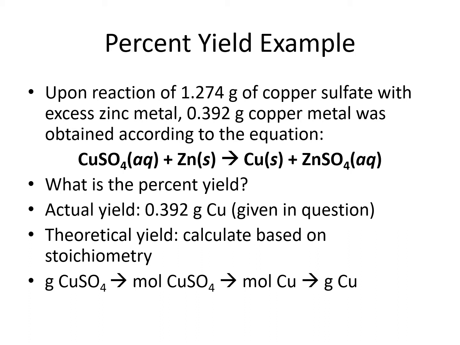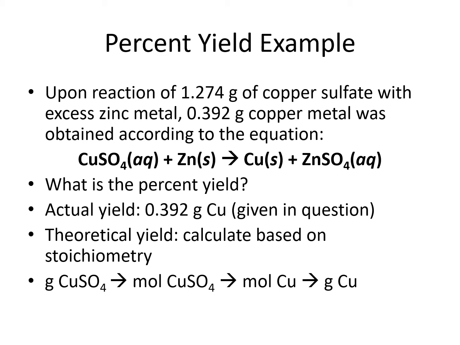Here's an example. We're reacting 1.274 grams of copper 2 sulfate with excess zinc. We're told that 0.392 grams of copper metal was obtained. That means that 0.392 grams of copper metal was weighed out on the scale at the end of the experiment. So that's the actual yield. The 1.274 grams of copper 2 sulfate is the starting material that was put in. What we're going to have to do is figure out how much copper should have come out of the reaction based on the amount of starting materials put into it.